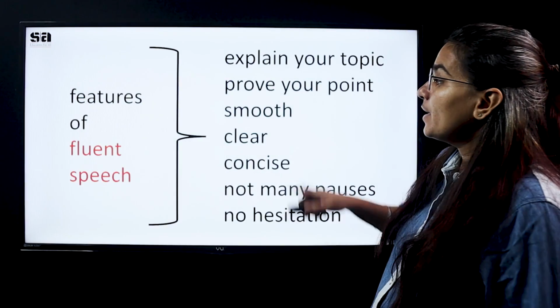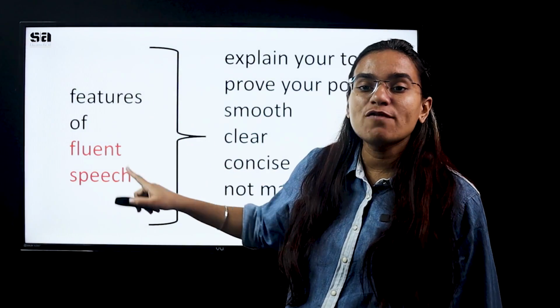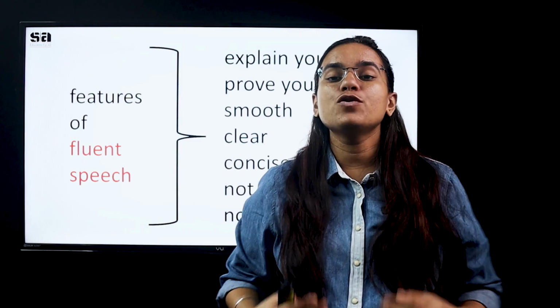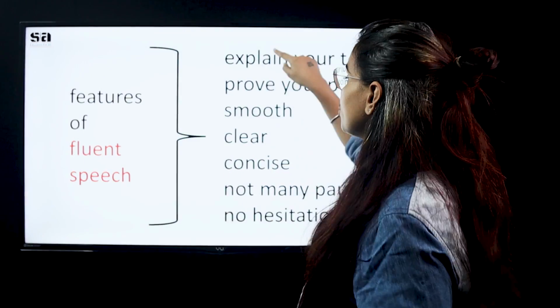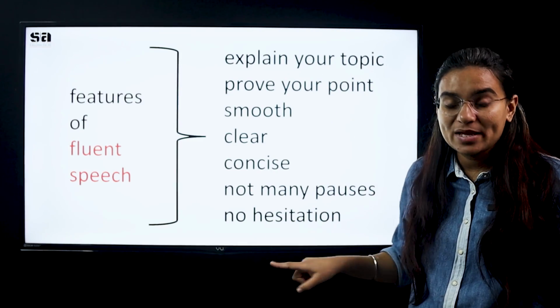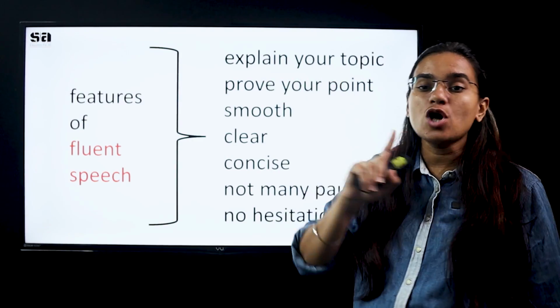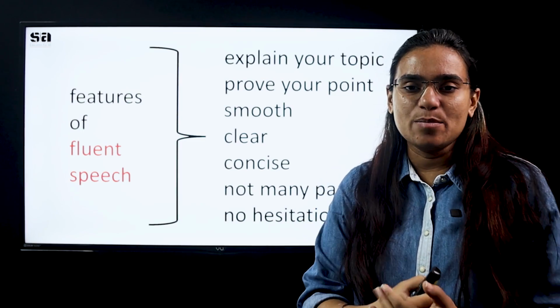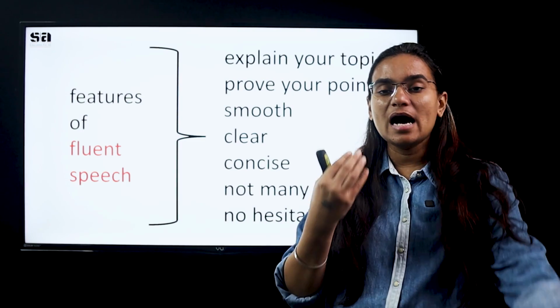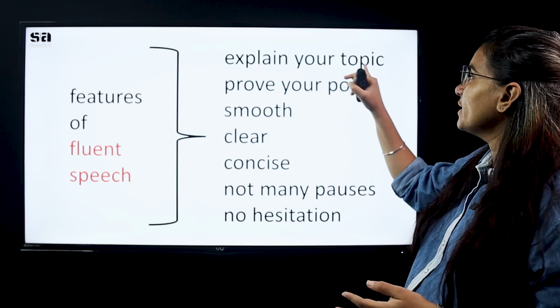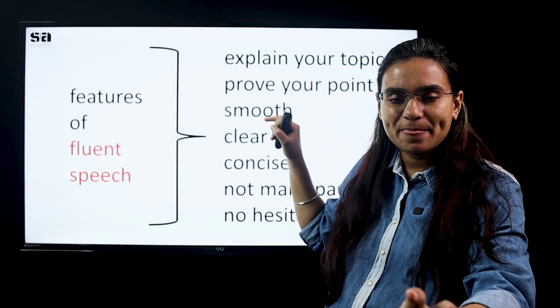Now, there are few features of being a fluent speaker. If you are targeting fluency, if you want to be a fluent speaker, you should be targeting these skills. And let me discuss them one by one. Number one, explain your topic carefully. Let's take an example. You and your friend are talking to each other, are having a conversation, and you guys are talking about a topic called cars.